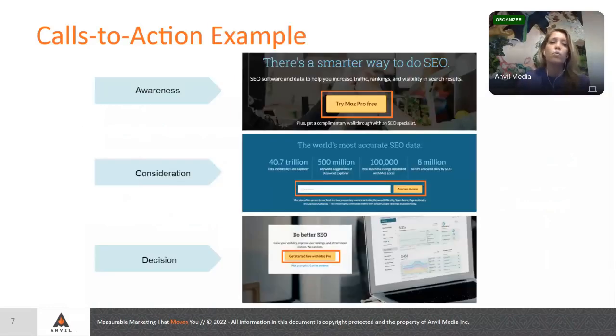And then this is just a really great example of how calls to action will work users through the funnel. So again, at the very top, we have the awareness stage. This is an example pulled from Moz, which is a software we use on the SEO side of things. At the very top of the screenshot there, you see we are in the awareness phase. And the call to action here is try Moz Pro for free.